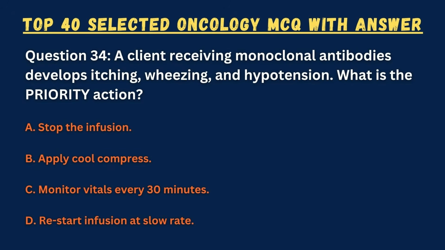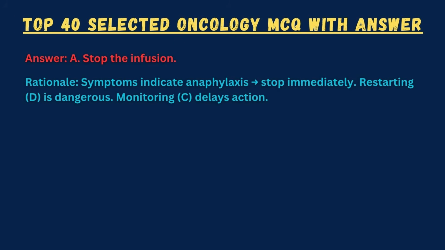Question 34. A client receiving monoclonal antibodies develops itching, wheezing, and hypotension. What is the priority action? A. Stop the infusion. B. Apply cool compress. C. Monitor vitals every 30 minutes. D. Restart infusion at slow rate. Answer. A. Stop the infusion. Rationale. Symptoms indicate anaphylaxis. Stop immediately. Restarting, D, is dangerous. Monitoring, C, delays action.